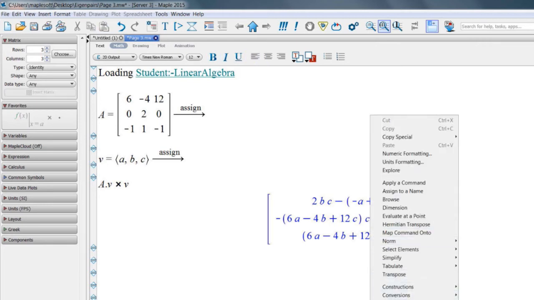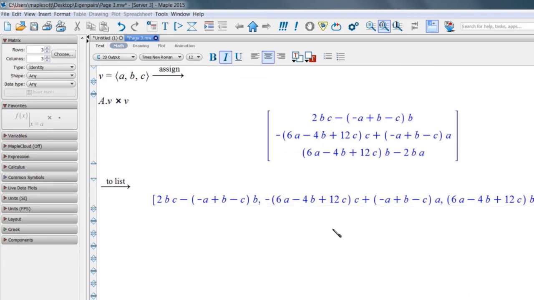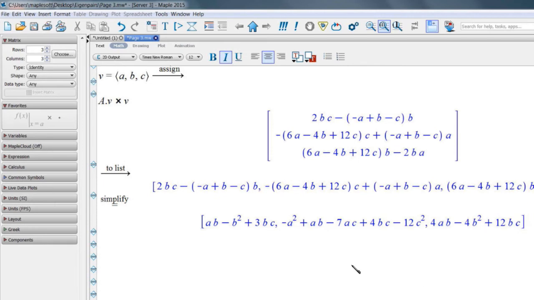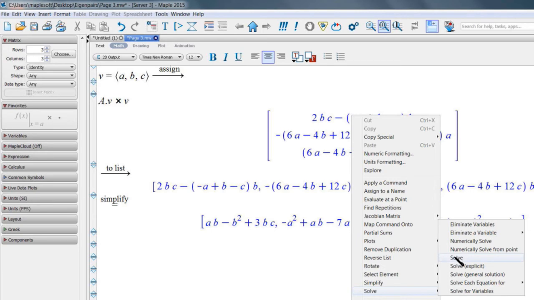So let's make a list out of that. Conversions to list. Okay, you have 1, 2, 3 expressions. They're equal to 0, so there are 3 equations. Just A, B, and C in there. If you hit it with a simplify, you get a little bit smaller. Doesn't really do much. Okay, so maybe we can just say to Maple, solve for A, B, and C.